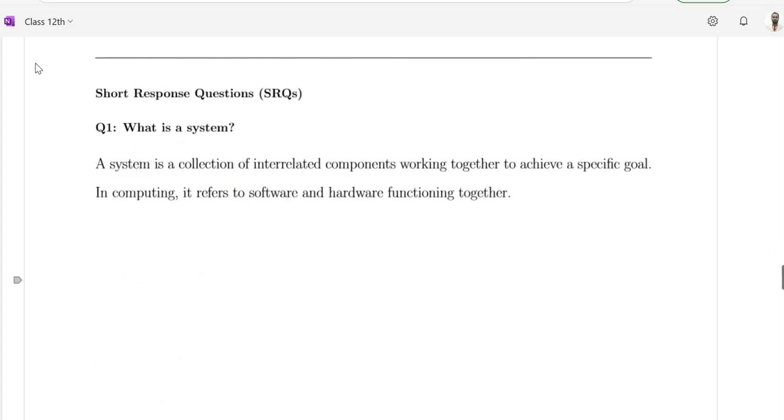Short response question, what is a system? A system is a collection of interrelated components working together to achieve a specific goal. In computing, it refers to software and hardware functioning together. That is called a system.